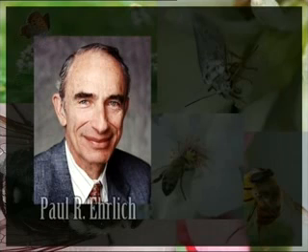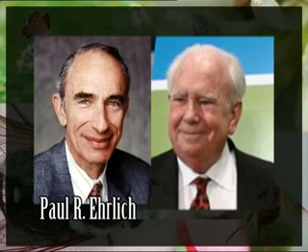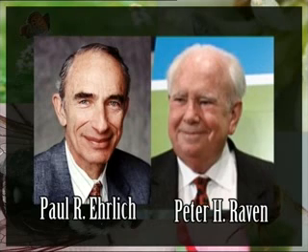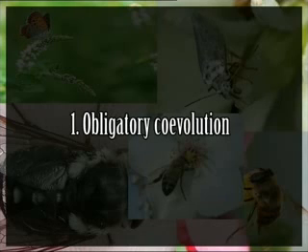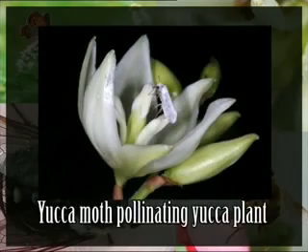In biology, the term coevolution, coined by Ehrlich and Raven in 1964, is the mutual evolutionary influence between two or more interdependent species, reflected in structural, physiological or behavioral changes in the species related to their interaction. The mutual interrelations between entomophilous or zoophilous flowering plants and their pollinators include the following types of coevolutionary systems. The first is obligate coevolution, in which the reproduction of each partner is closely and directly dependent on the other, including extreme one-to-one coevolution systems. For instance, the pollination of yucca plants by yucca moth.